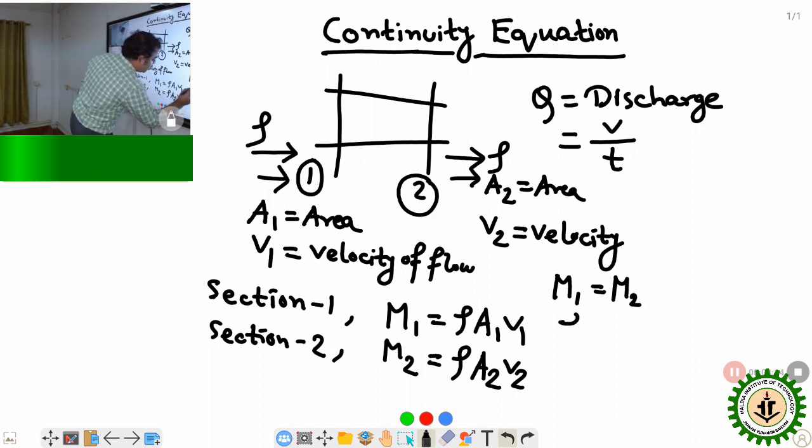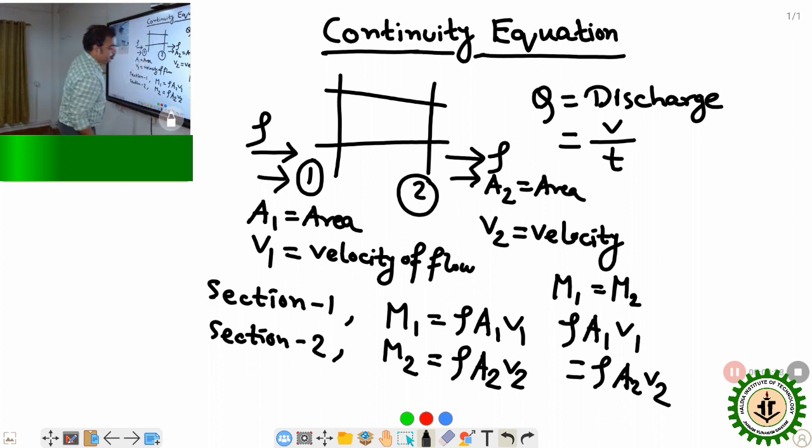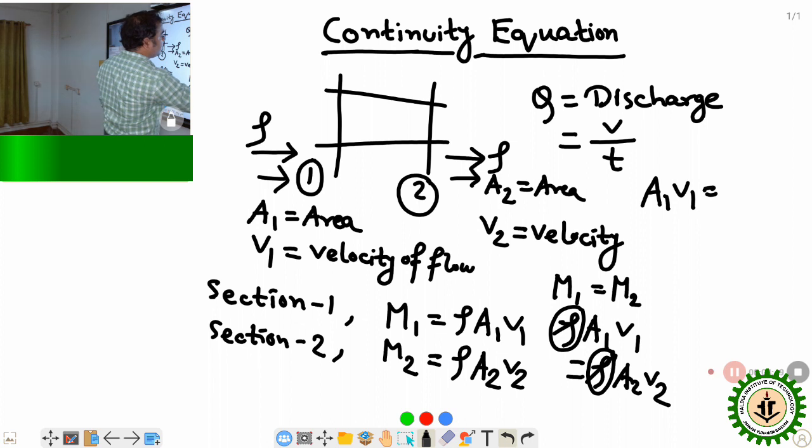That means rho A1 V1 is equal to rho A2 V2. As this is the same fluid and an incompressible fluid, rho will be the same, and on both sides it will be eliminated. So ultimately the equation will be A1 V1 is equal to A2 V2.